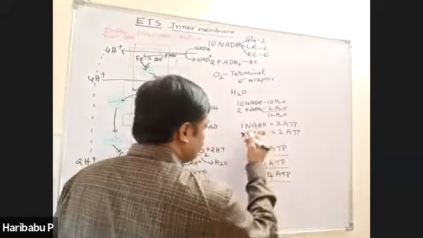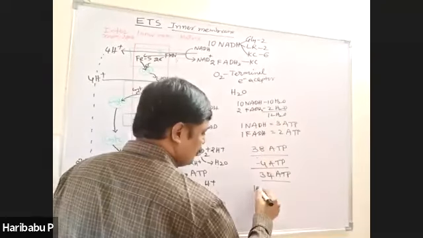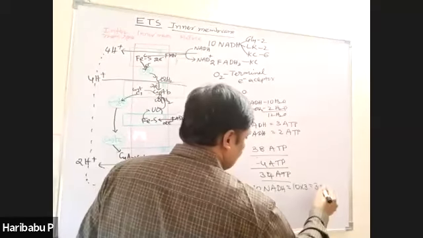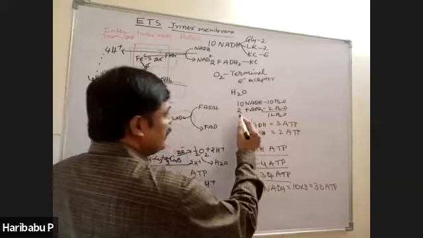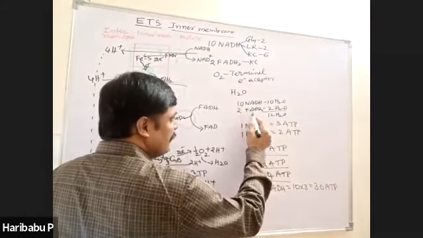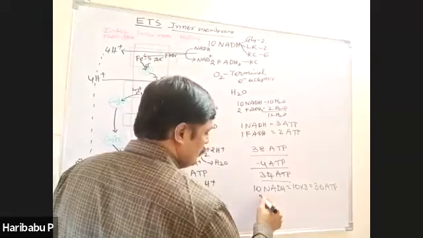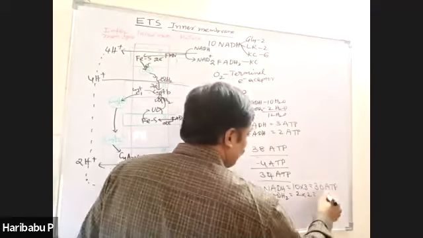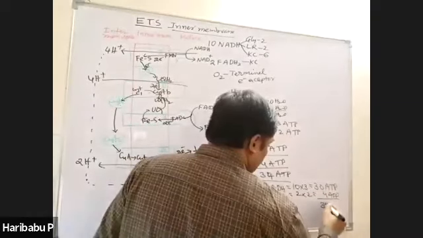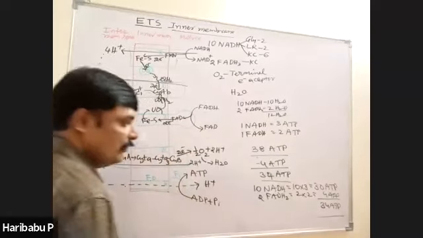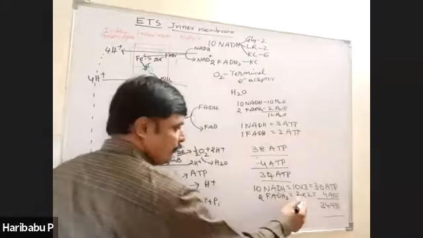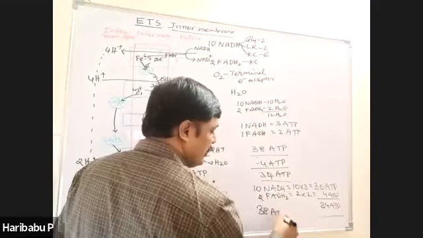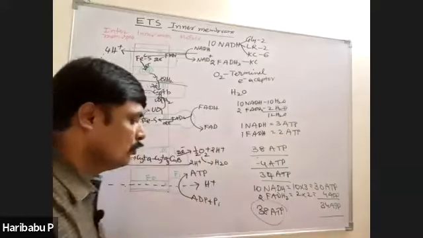Okay. Here, let us calculate. 10 NADH, each one 3, that is 10 into 3, 30 ATP. 2 FADH2 are generated. Therefore, 2 FADH2 produce 2 into 2, 4 ATP. Thus, 34 ATP are formed, right? 34 plus the directly formed 4. Totally 38 ATP is produced from 1 glucose.